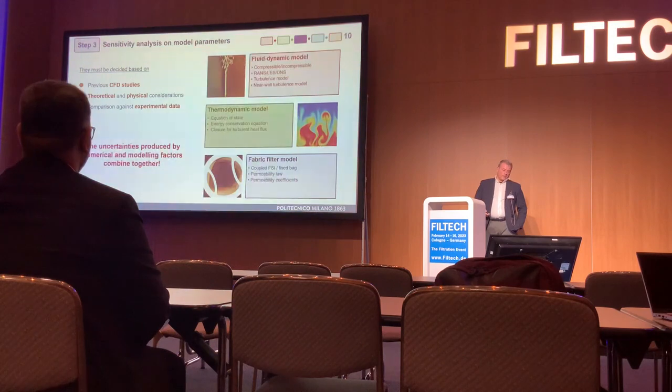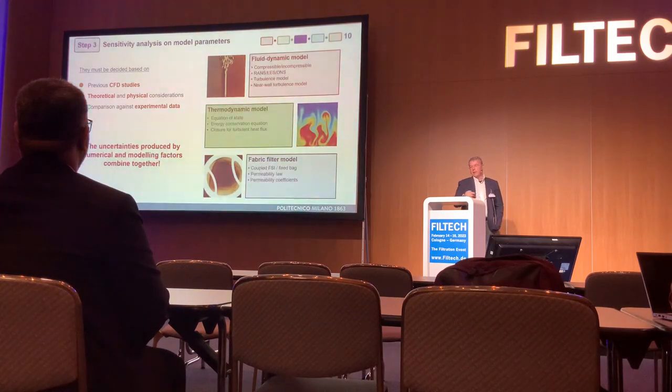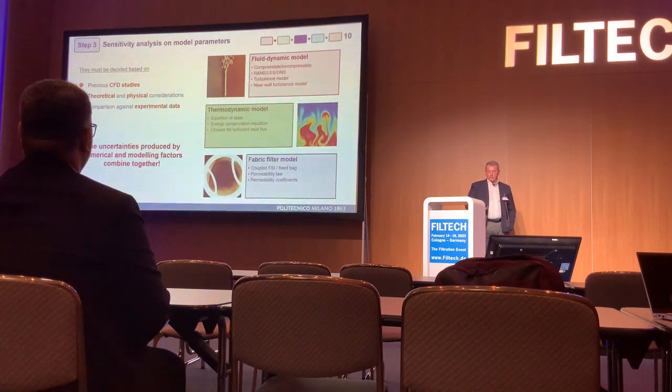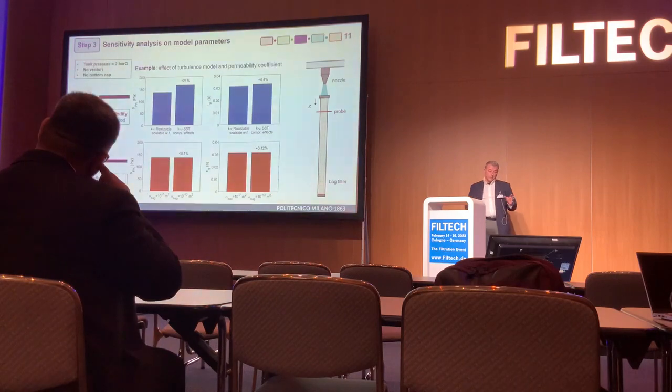So besides this numerical aspect, there are typical aspects of a fluid dynamic model. I'm really not an expert on this; Professor Messa is an expert. These include compressible versus incompressible flow, the URANS method, and the turbulence model. Then thermodynamics: other equations are needed, as far as I understood, to solve the Navier-Stokes problems, such as the equation of state and energy conservation equations. So other data are needed, and then typically the fabric filter model, for example the permeability law and coefficients. So we also tried to work on at least two of these.